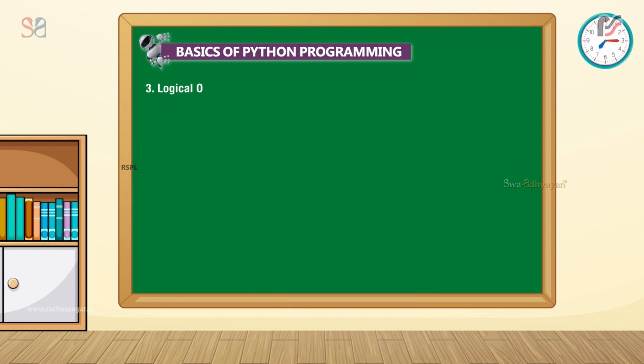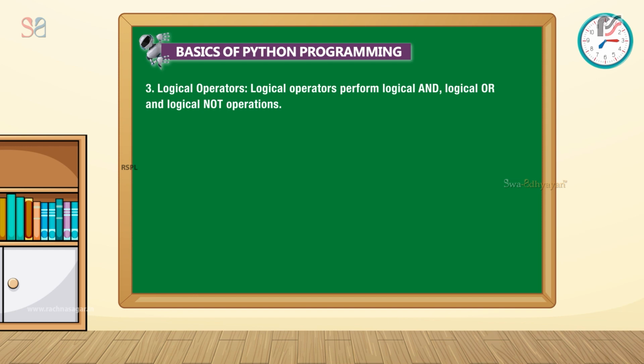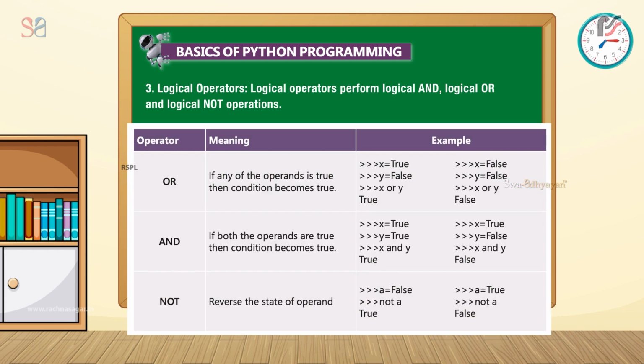Third one is logical operators. They perform logical and, logical or, and logical not operations. Or means if any of the operands is true, then the condition becomes true. And means if both the operands are true, then the condition becomes true. Lastly, not means reverse the state of the operand. The examples are to the right.